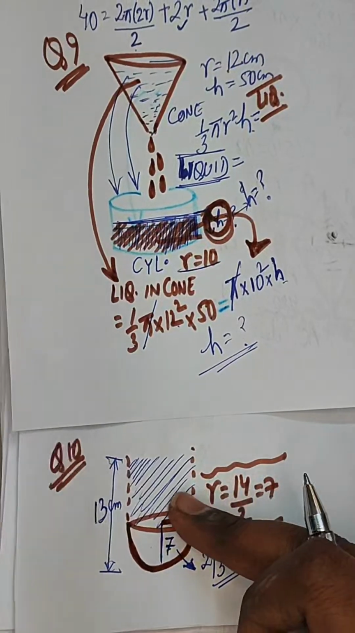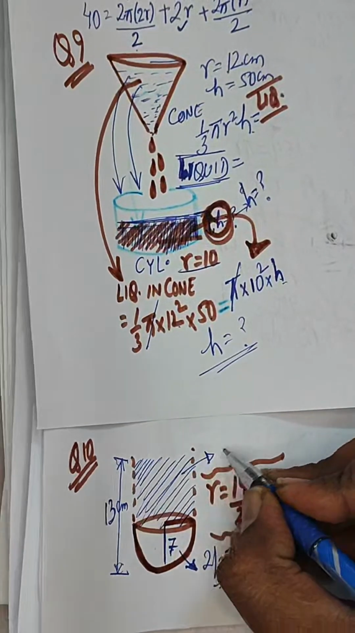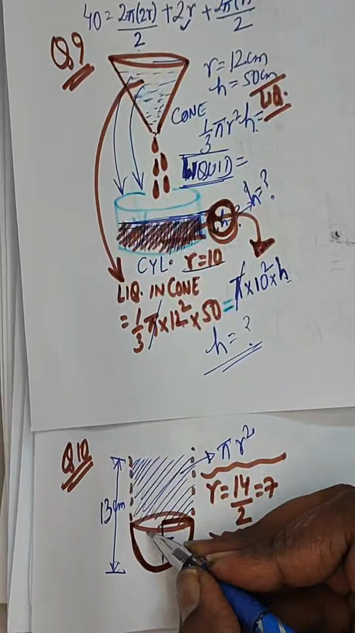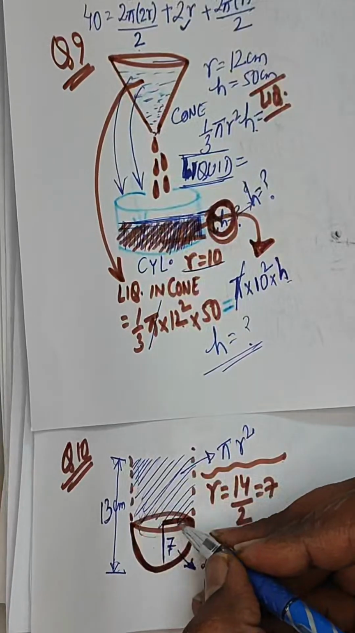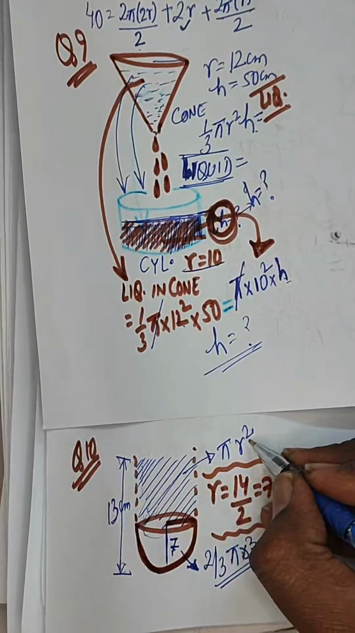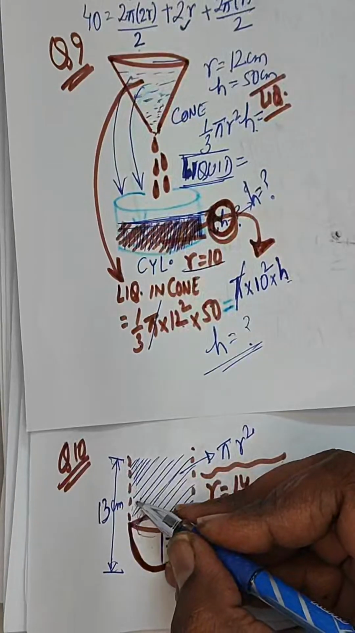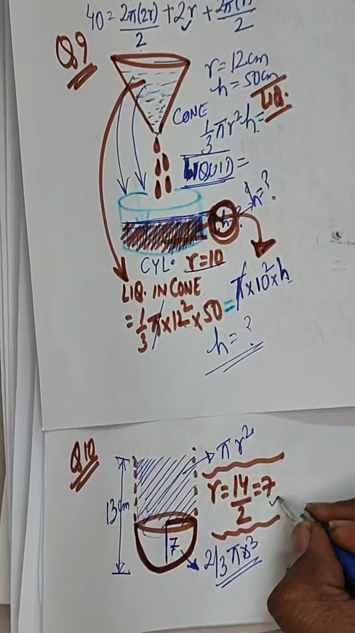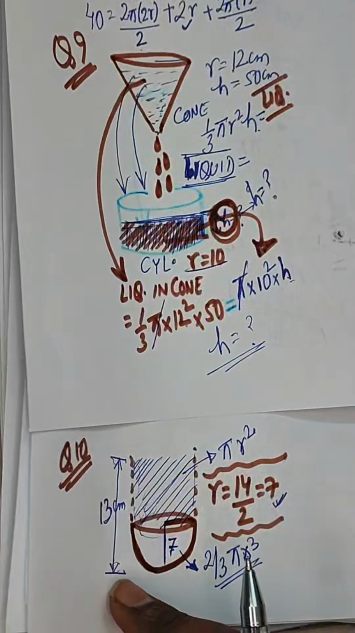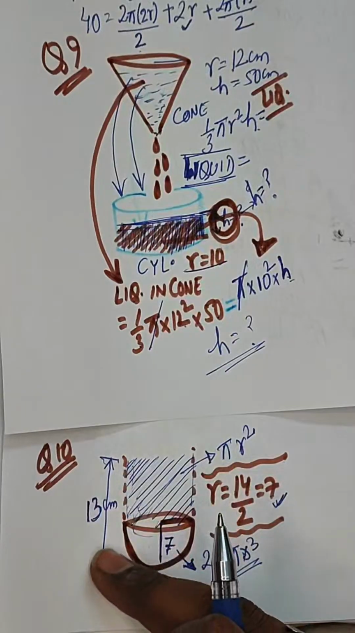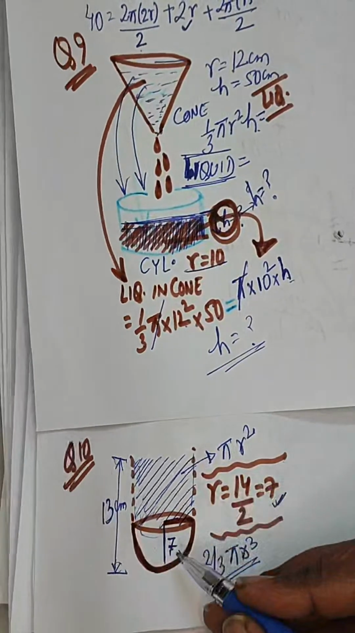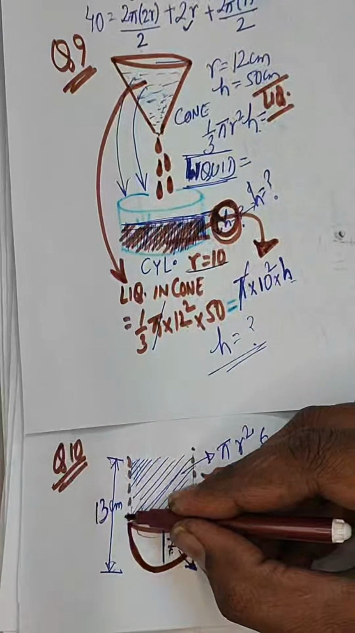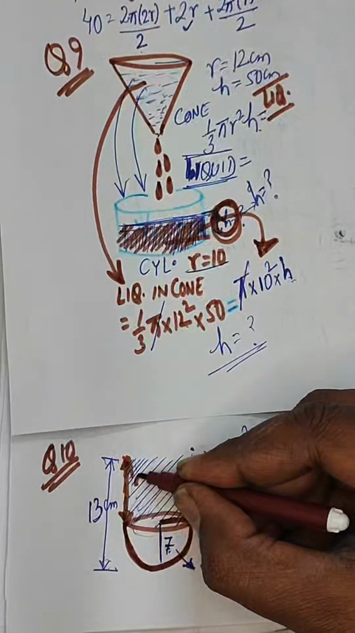Okay, so to evaluate this, you just use the formula pi r square h. R will be the same because the cylinder is just mounted above the bowl, right? So the height is still not known to you, but the radius will be the same, 7. The height is given: for the entire one the height is 13. So definitely 13 minus 7 will give you 6. So the height of the cylindrical portion from here to here is nothing but 6.